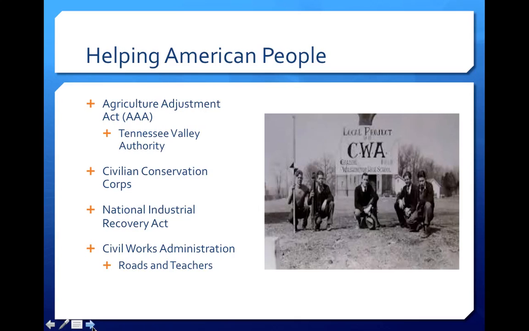The Civil Works Administration provided 4 million immediate jobs during the winter months of 1933 to 1934. This would pay for the salaries of teachers. Nearly 50,000 teachers in America's rural areas were supported under this act. They built more than 500,000 miles of road, also under this act.